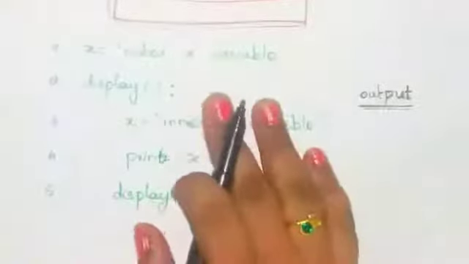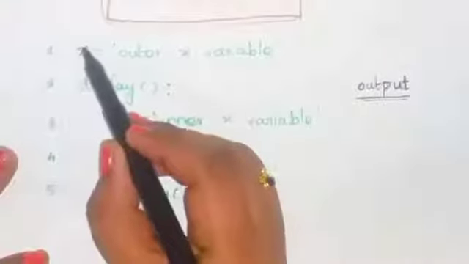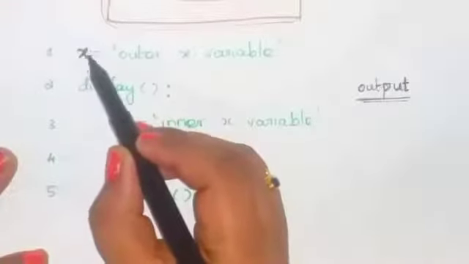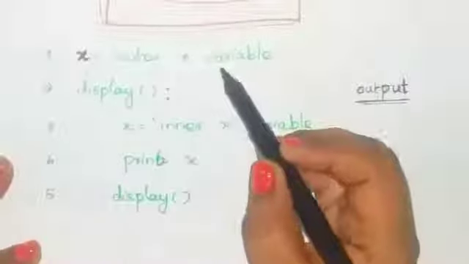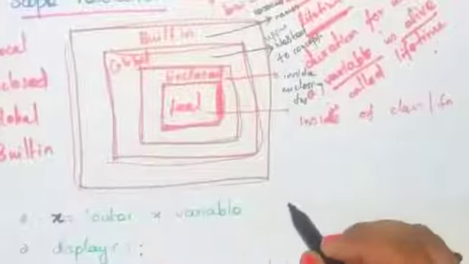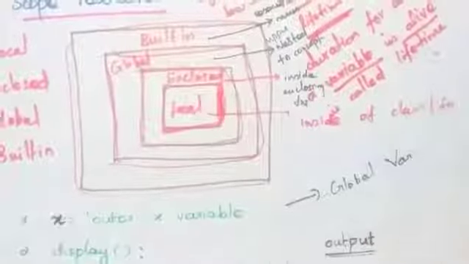This is the example. In this example, x is a variable. It is given at the uppermost level. So this variable comes under global scope. So this x is called what? Global variable, okay.